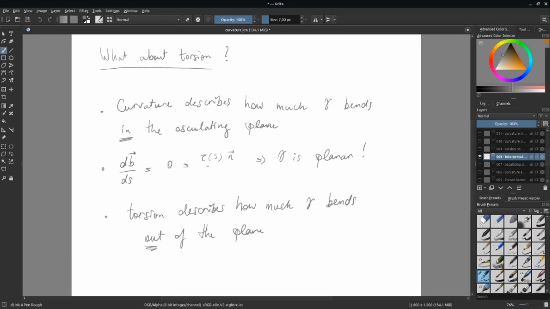If that's the case, then we're always in the same osculating plane. So the curve is also in that plane. It's a planar curve. And so that means that whenever the torsion is not 0, you're bending outside of that plane. And so that's what torsion means. It's how much your curve bends out of the plane.